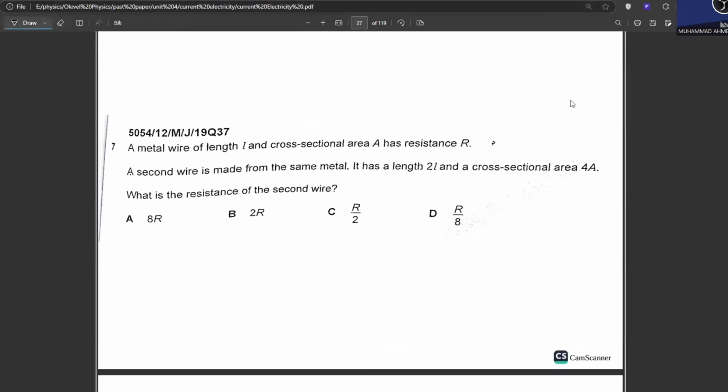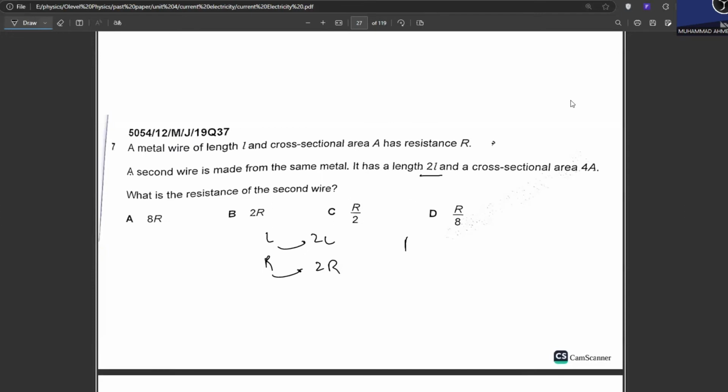Let's see this. A metal wire of length L and cross sectional area A has resistance R. A second wire is made from the same metal. It has length of 2L. L is increased from L to 2L, so your resistance goes from R to 2R. And a cross sectional area of 4A.